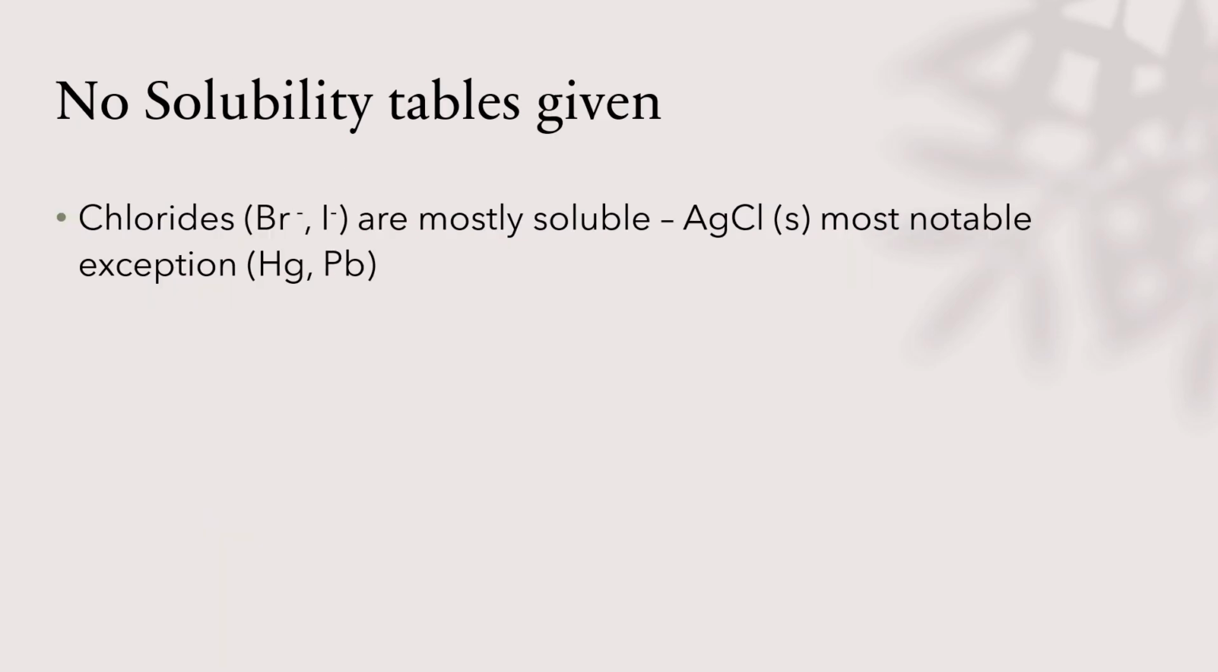No solubility tables are given. However, there are some trends that might be easier to remember when encountering a problem about solubility. As far as the chlorides go, bromides and iodides, they are mostly soluble. The most notable exception is going to be silver chloride, and anytime mercury or lead are involved.